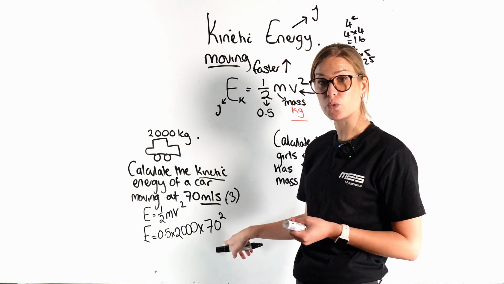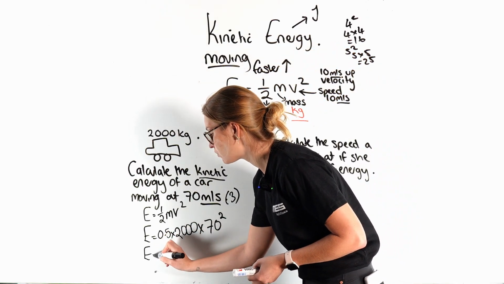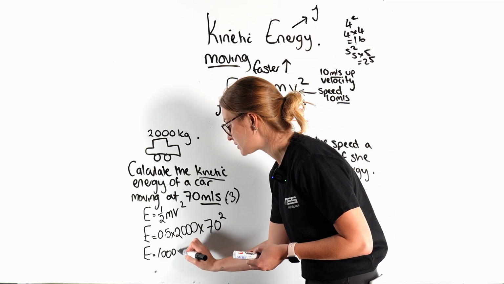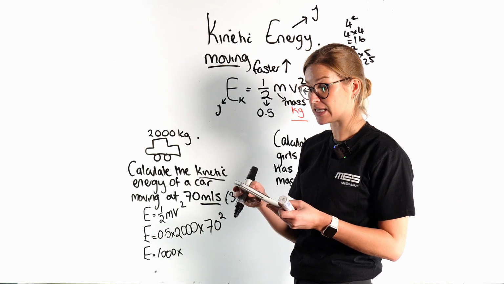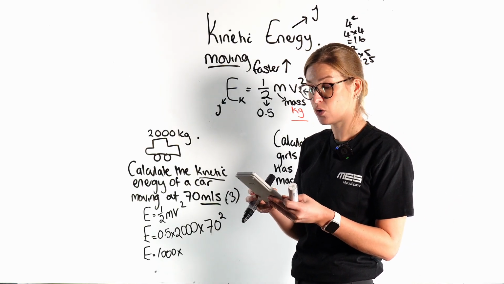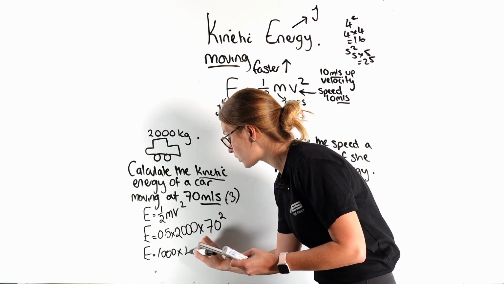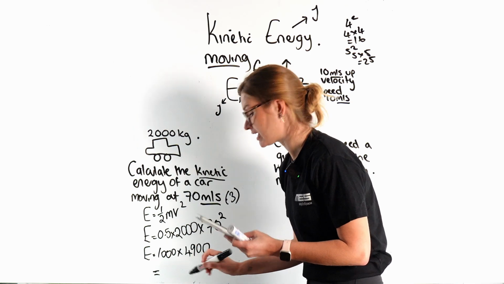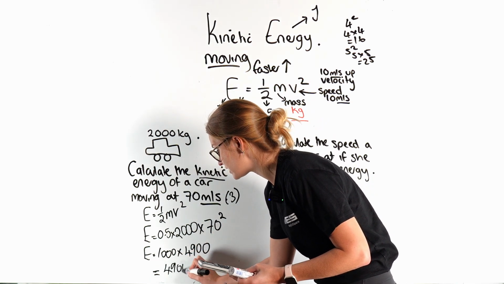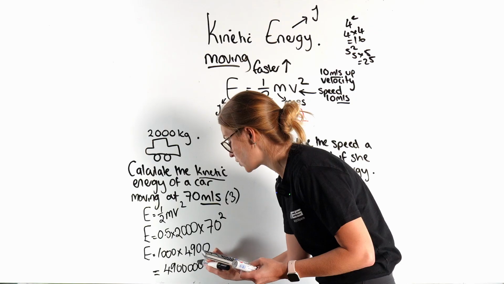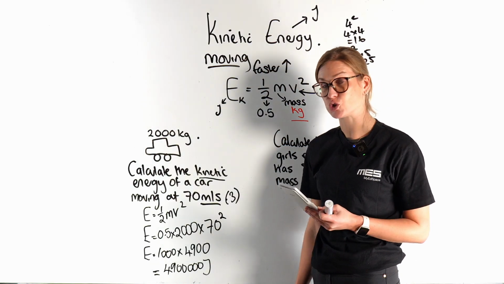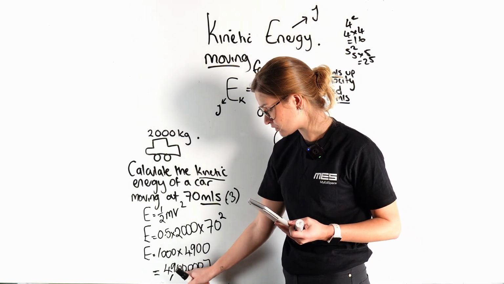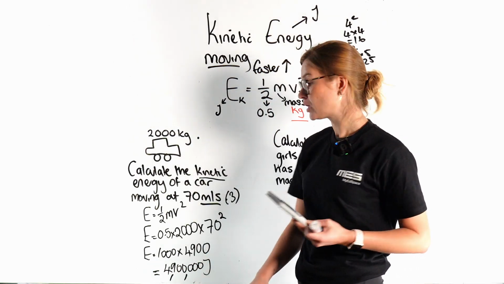Now, that's a lot in one go, so we're going to break it down. When I calculate the energy, what I do first is a half of 2,000, which is 1,000. And I'm multiplying by 70 squared. On my calculator, the first thing I do is 70 squared, 70 times 70, or you can use the squared button, and we get 4,900. So I'm doing 1,000 times 4,900, and what you're going to get then is 4,900,000 joules, because energy is always measured in joules. So that's our 3 marks.